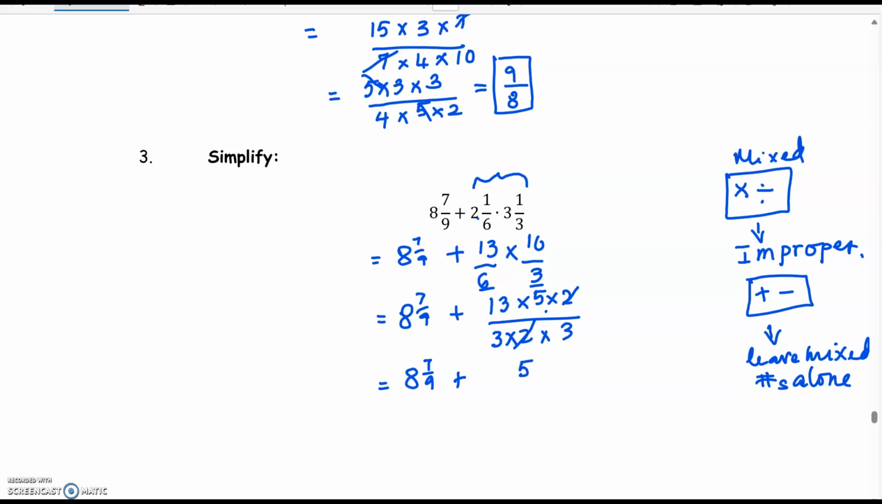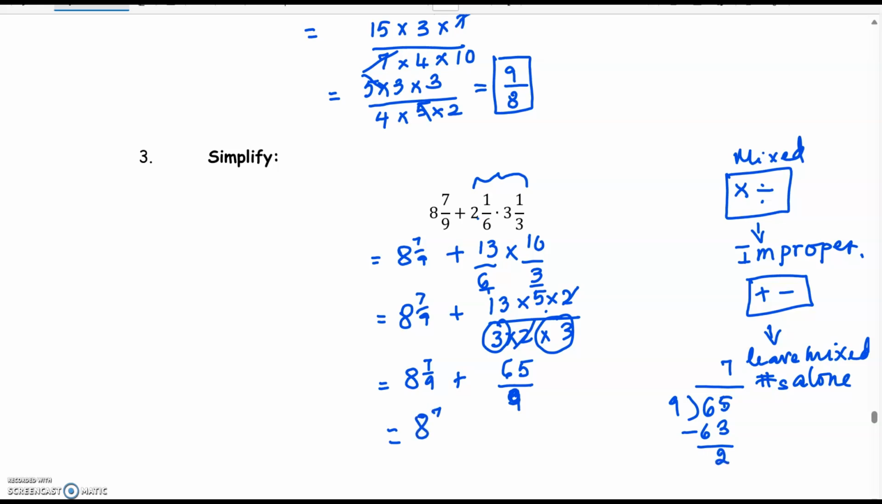5 3's are 15 plus 1. 5 1's are 5. 6. 65 over 3. Now I can change this. I'm sorry, it's a 65 over 9 because 3 times 3 is 9. Now I'm going to change this to a mixed number. I'm going to divide 65 by 9. 9 goes 7 times into 65. 9 times 7 is 63. Subtract to get a remainder of 2.